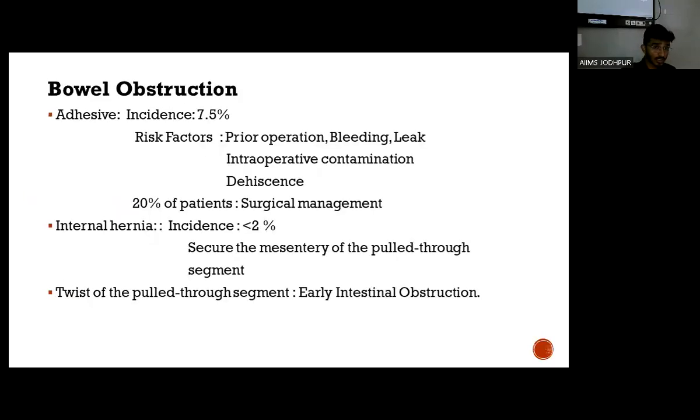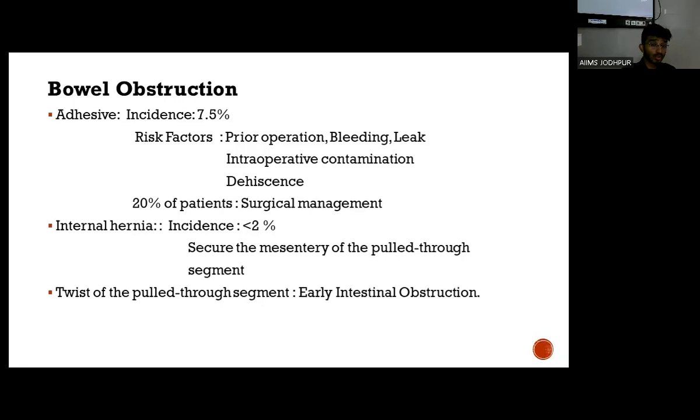Bowel obstruction: the causes of bowel obstruction are varying. One of the most common causes is adhesive bowel obstruction, and risk factors for this are prior operation, bleeding, leak, intraoperative contamination, and dehiscence. Almost 20% of such patients are found to require surgical management. Internal hernia has an incidence of less than 2%, and for this, we need to secure the mesentery of the pull-through segment.